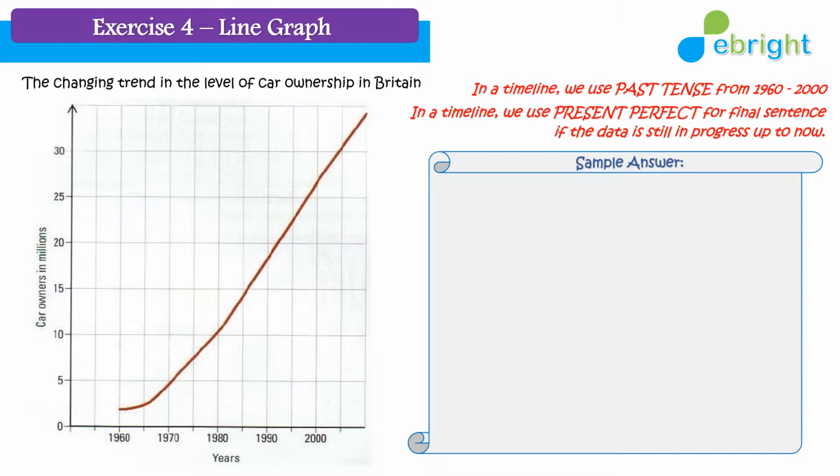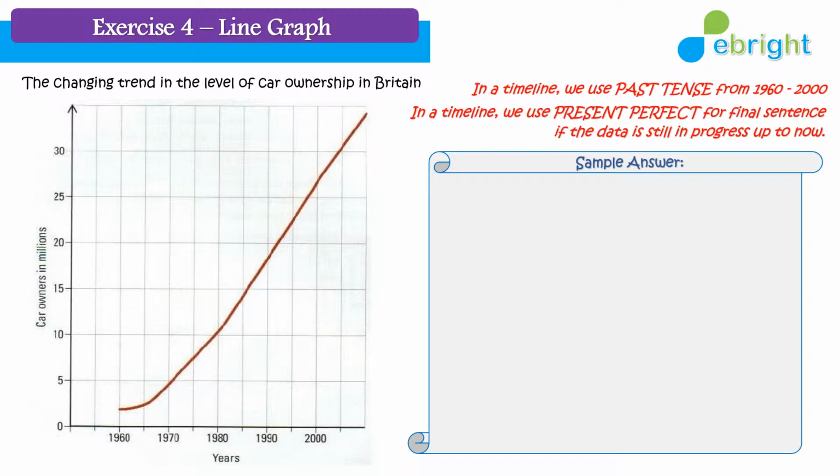In a timeline, we use past tense. For example, if we want to describe from 1960 until the year of 2000, we will use past tense in those sentences. And then in a timeline, we use present perfect for the final sentence if the data is still in progress up to now. As you can see, the line over the year of 2000 over there still continues rising until now. It's still in progress. So for the final sentence, if you want to describe after the year 2000 until now, we must use present perfect tense in our sentence.